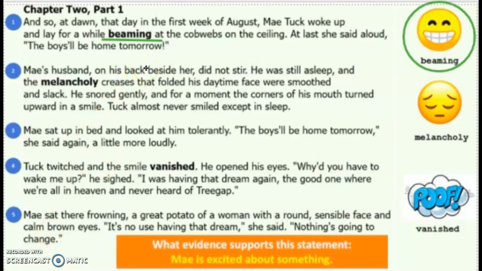Right, so now, because we use that word beaming, we know she's excited. So let's see, how many stars can we give that evidence? Yep, 3 stars. So before we continue reading, just to recap, May wakes up excited that the boys are coming home, and Tuck, feeling melancholy, isn't quite as excited as she is and was just waking up from a dream. Let's keep reading.